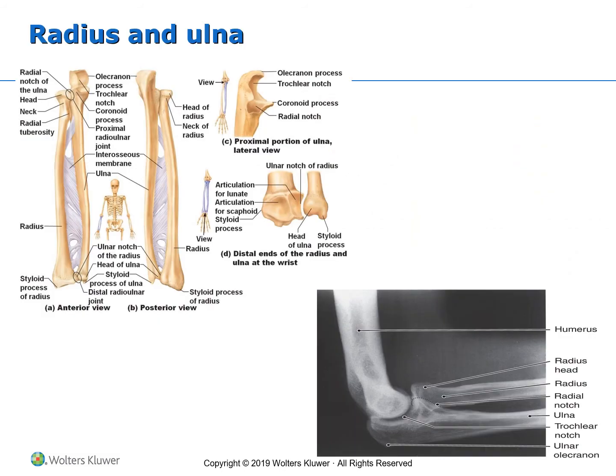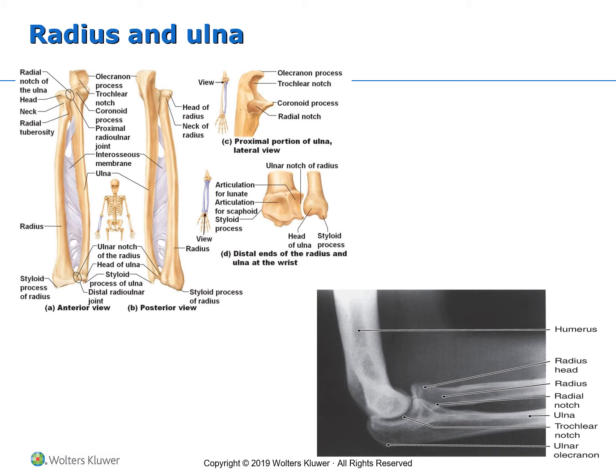Radius and ulna will connect proximal to the humerus and distal to the carpal bones. You can see how they kind of overlap each other. This is an X-ray of the shoulder at the shoulder level. There are a lot of elements on those bones. I do not expect you to know all of them. They are here for your information and not more than that.